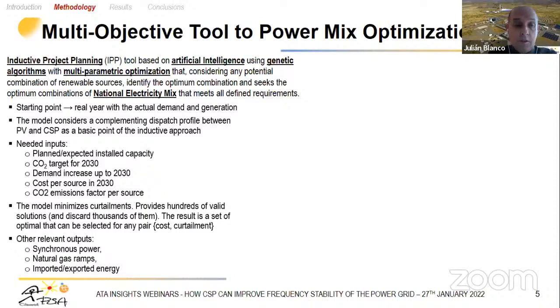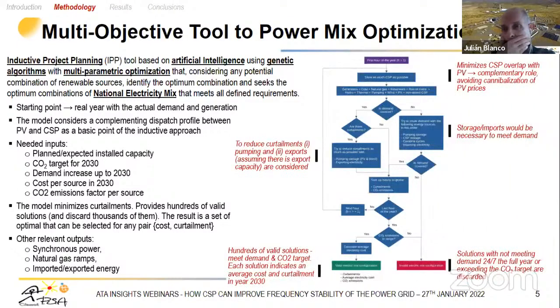I mean, in addition, other relevant outputs are the synchronous power, natural gas ramps, and all the imported and exported energy. This is the general scheme. I'm not going to go into it, but it is important that we take into consideration all the curtailment costs and all the exports and imports.